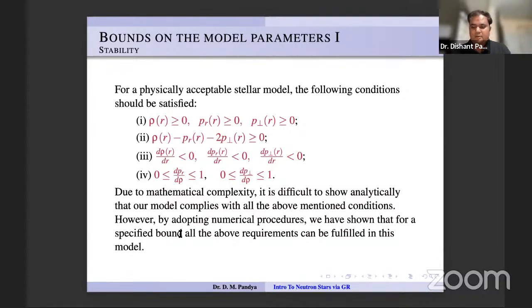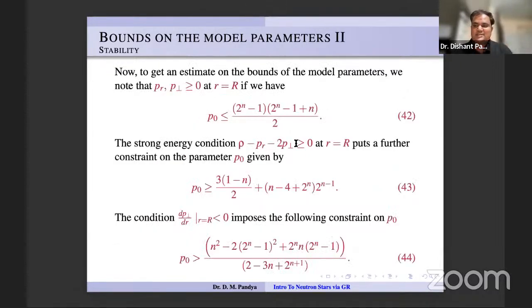Okay, so for this reason and with this requirement, I have now focused on this n part. The power (1 + r²)/r² raised to n, that n now has some bound based upon this requirement. Now you can see here that P_r and P_perp should be non-negative at r equal to R, that is, at the boundary. Once I impose these conditions, I get this conditional inequality, that P naught must be less than or equal to this, equation number 42.